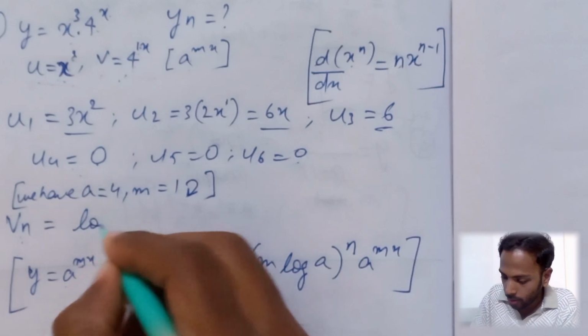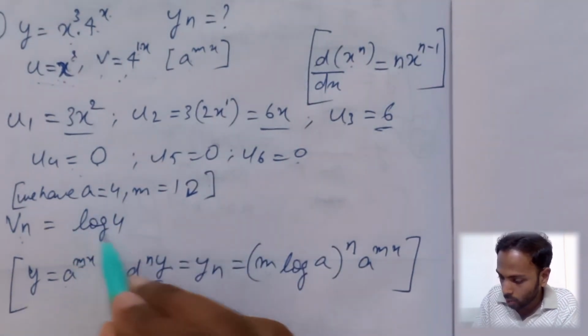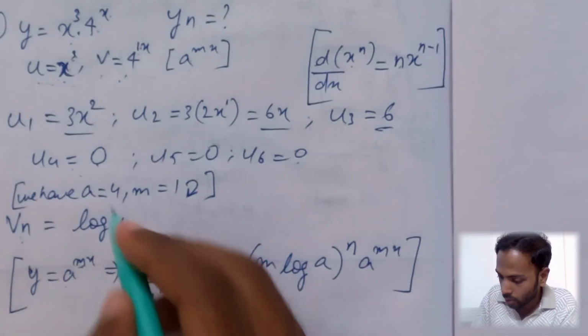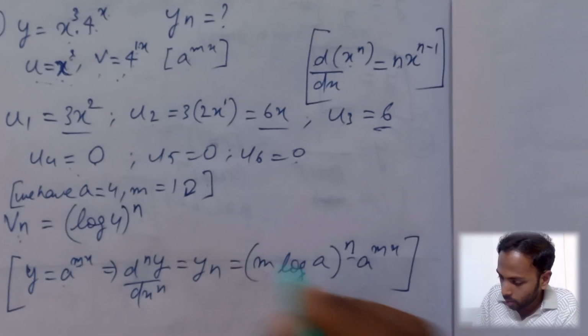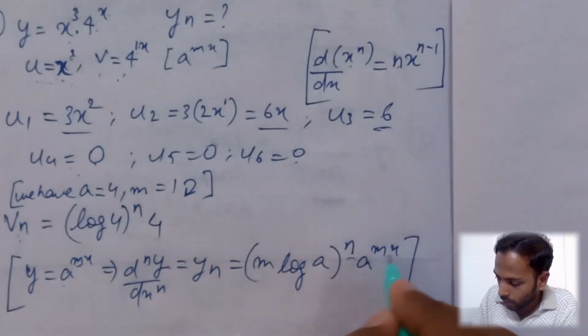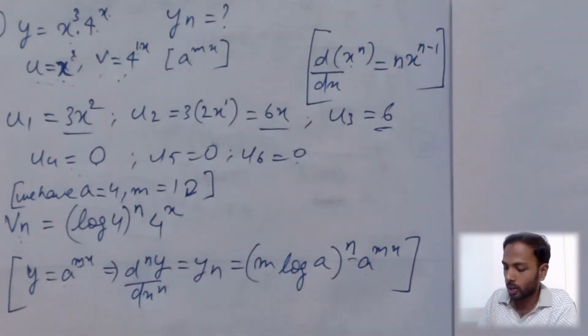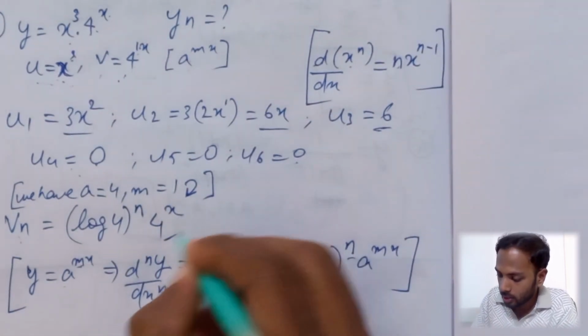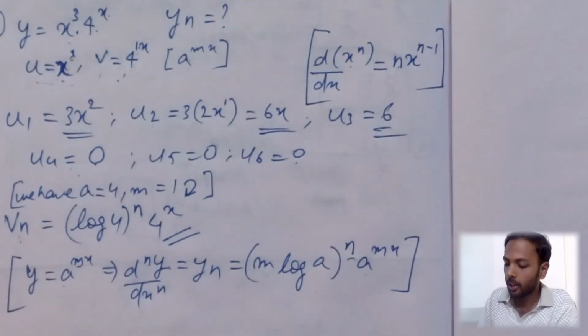Yeah. So it would be log 4. Okay, M is what? 1. So 1 into log a. A is what? 4. So log 4 to the power n into a. A is what? 4. 4 to the power mx. So just x. M is 1. So only x will be there. So this is Vn.